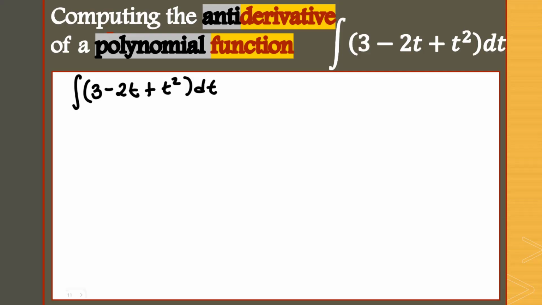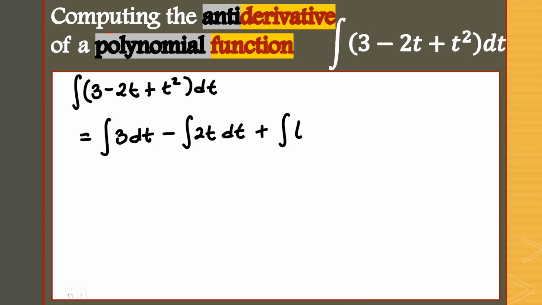What we need to do here is, of course, apply first the sum and difference rule by distributing the integral sign to each of the terms. You have 3 and the dt for all terms. You have your minus because the operation separating the first two terms is subtraction. So you have here 2t dt and plus the integral of t squared dt. Okay, again, this is according to the sum and difference rule.